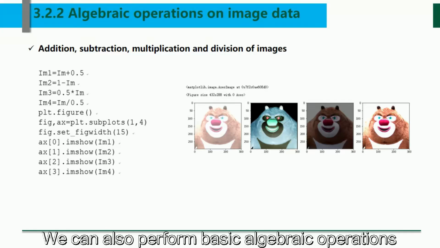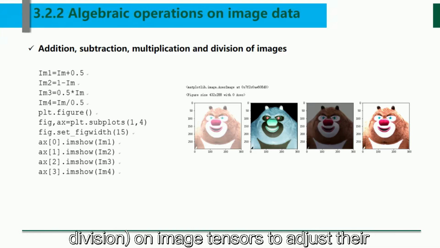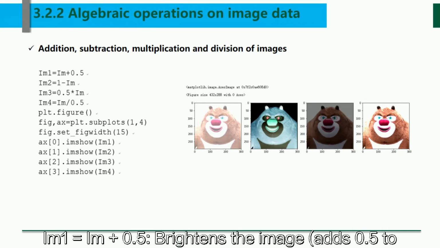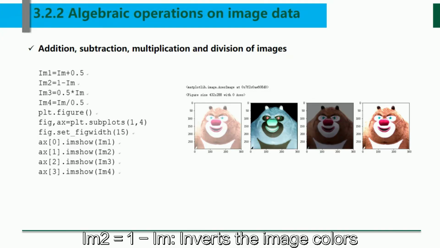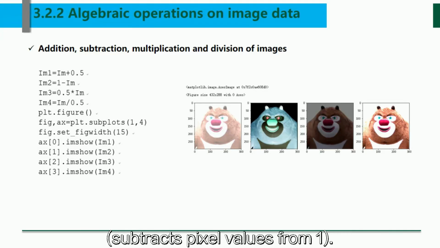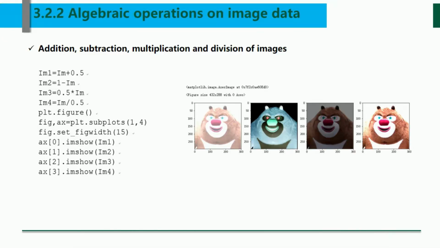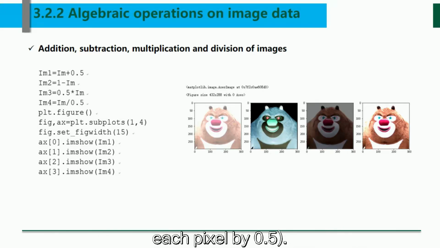We can also perform basic algebraic operations, addition, subtraction, multiplication, division, on image tensors to adjust their appearance. The slide gives 4 common examples. im1 = im + 0.5 brightens the image, adding 0.5 to each pixel value. im2 = 1 - im inverts the image colors, subtracting pixel values from 1. im3 = 0.5 * im darkens the image, multiplying each pixel by 0.5. im4 = im / 0.5 brightens the image, dividing each pixel by 0.5.